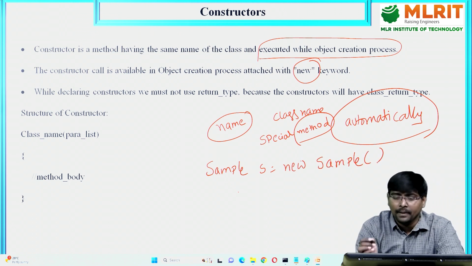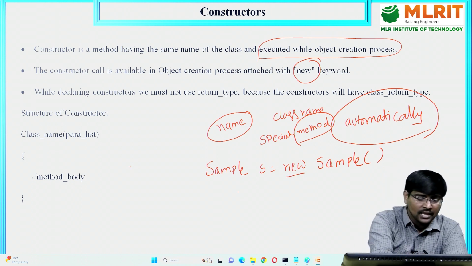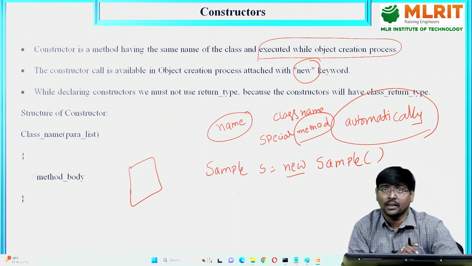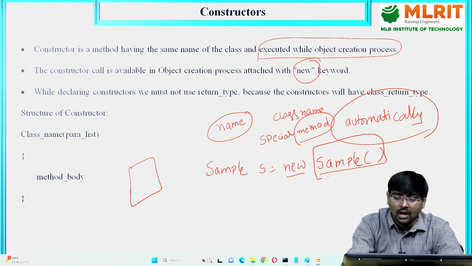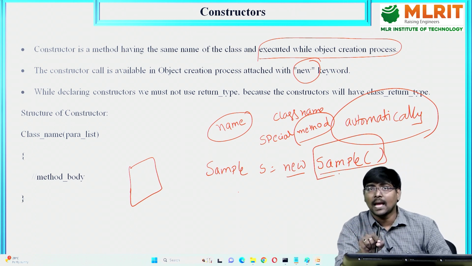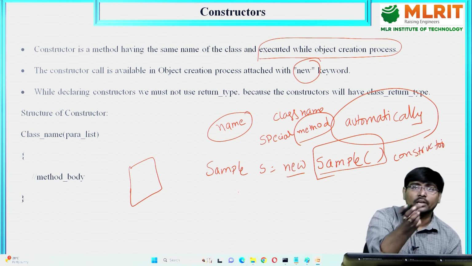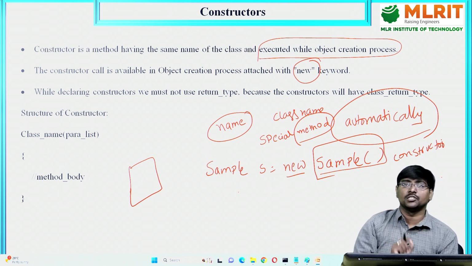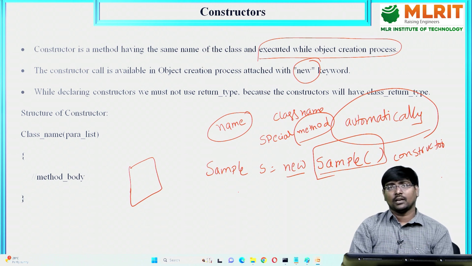Here what happened? First new is executed. New means it allocates some memory inside the heap area. After that, Sample(). This Sample() is called the constructor. This constructor is written in your program, and that Sample() is executed. Sample() is called constructor.